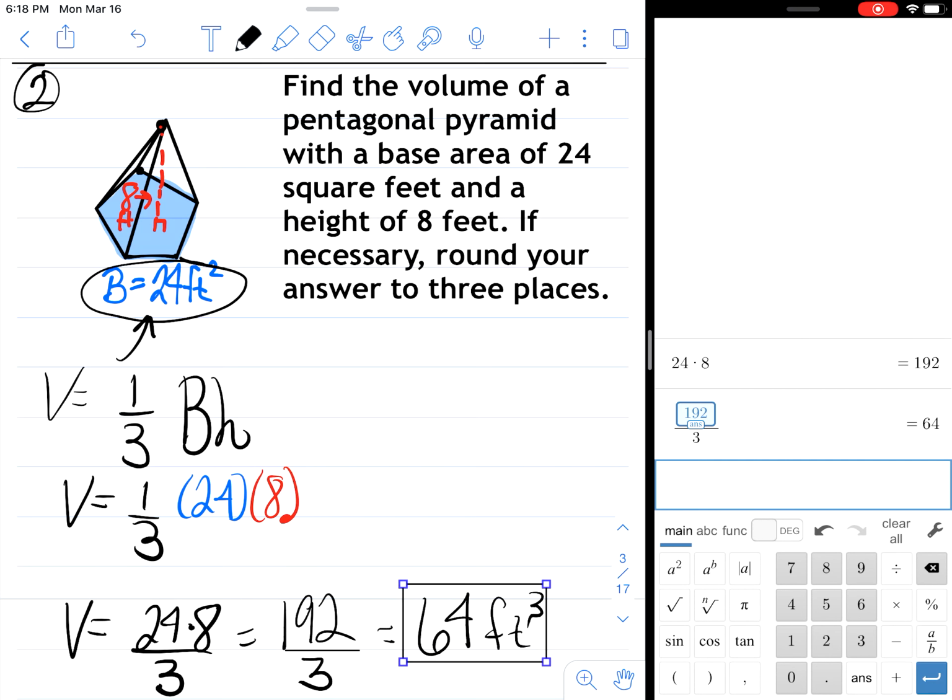Now, if you get a problem in your homework assignment that doesn't divide evenly by 3, then just round your answer to 3 decimal places. Okay, so 3 places after the decimal point. All right, so we'll use this new setup here to work on the rest of our notes.